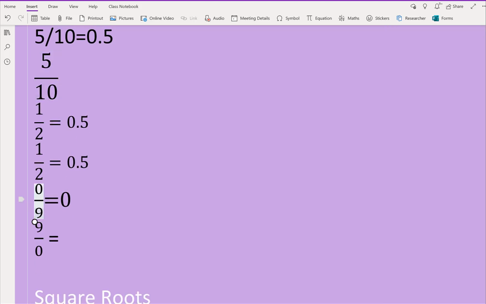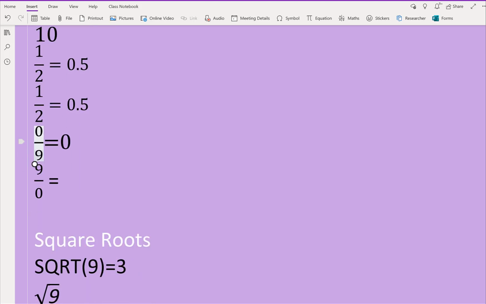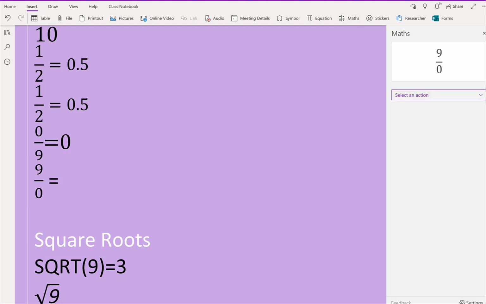Okay, we know 0 divided by 9 will give me 0. How about 9 over 0? We know 9 cannot be divided by 0. If I press Maths, Evaluate, it will not give me any value because it's not defined. So in this case, you will get a message.